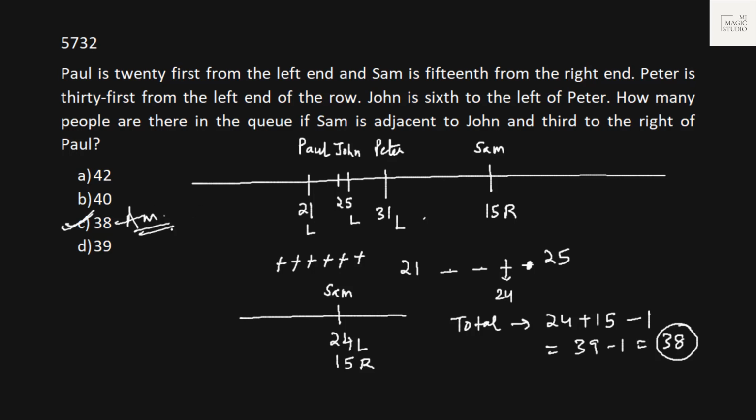The number of people in the row is given with reference to any one person, and the formula remains position from the left plus position from the right minus 1 with reference to any one person. Here our reference is Sam. Sam is 24th from the left and 15th from the right. So the total number of people is 24 plus 15 minus 1, that is 38.